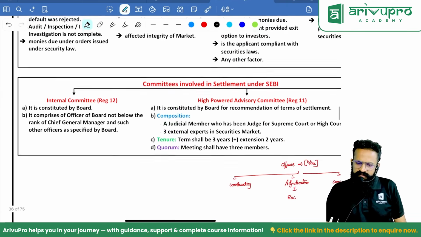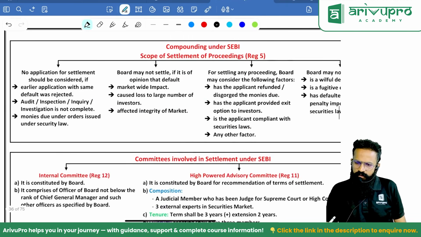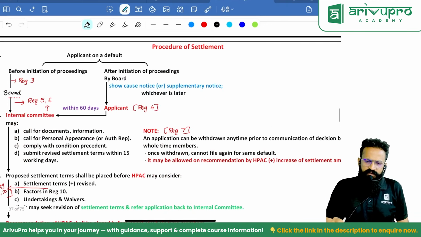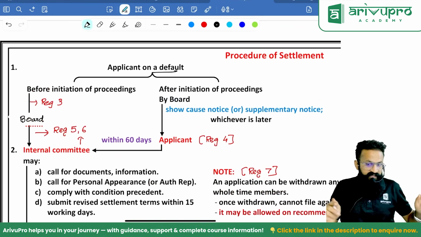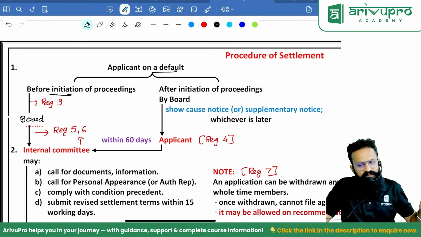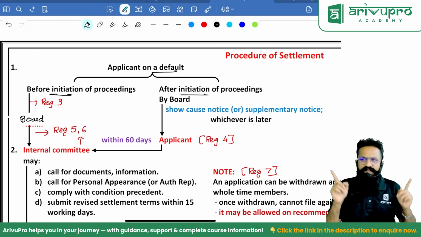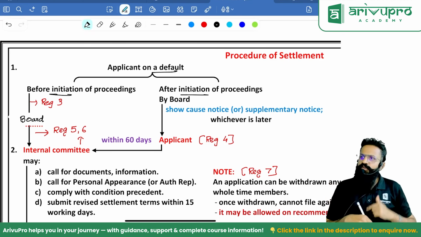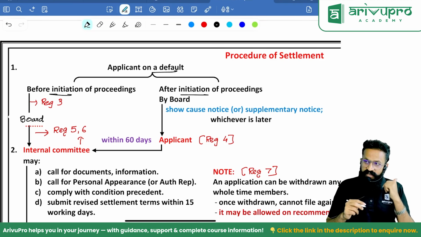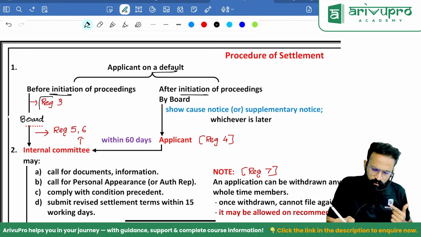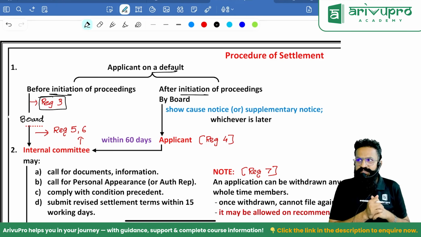Now see here, the settlement happens in this way. The procedure of settlement: the applicant is in default. Default has happened. Whether it is before initiation or after initiation, that we have seen. So whether it is before initiation or after initiation, when it is before initiation, we need to read something called Regulation 3.